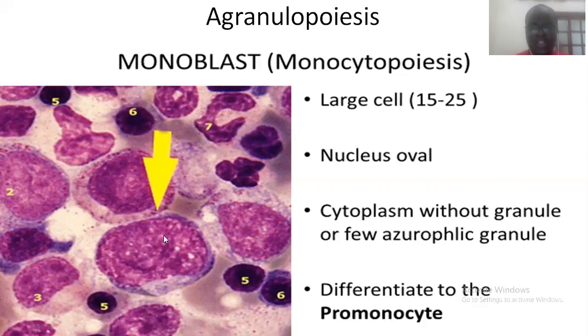Then this will differentiate into the promonocyte. The monoblast will differentiate into the promonocyte, and the promonocyte will differentiate into the mature monocyte.